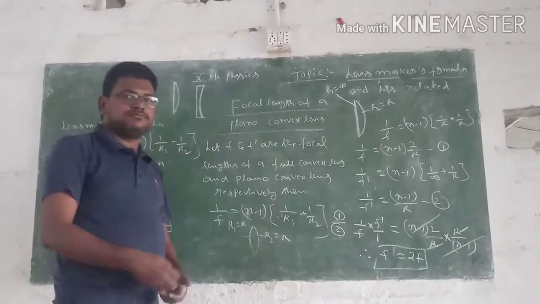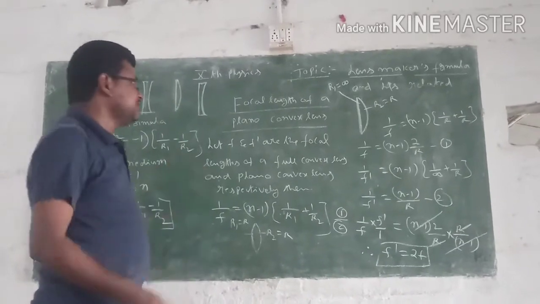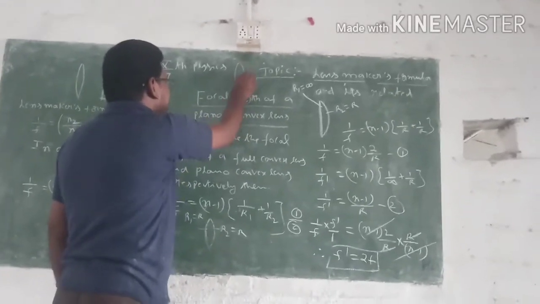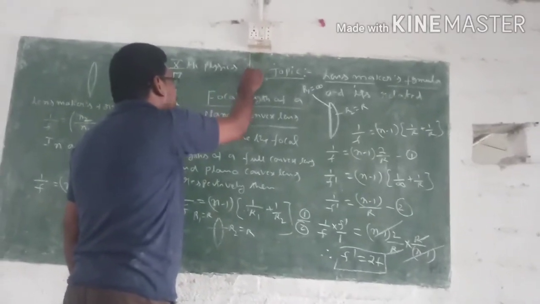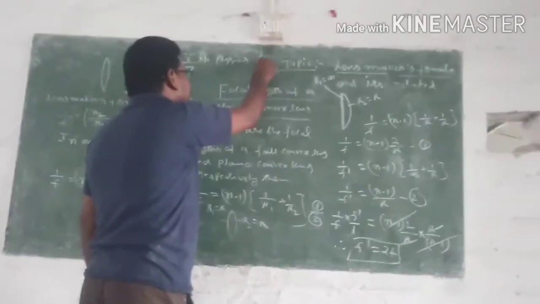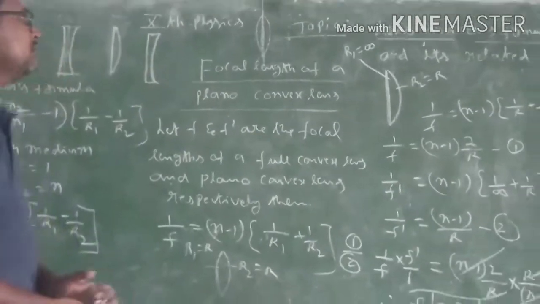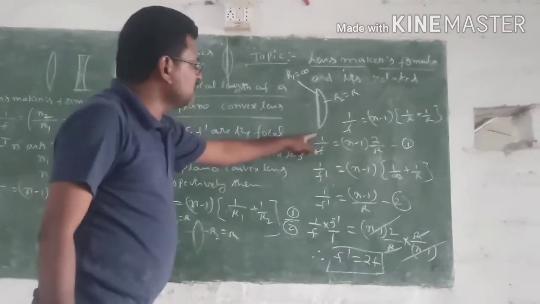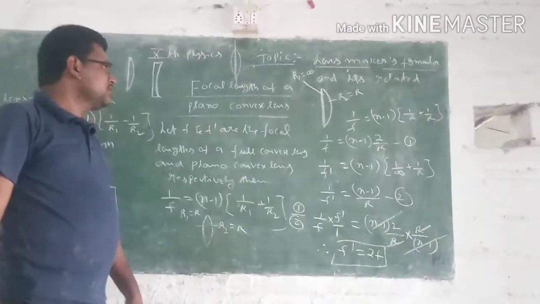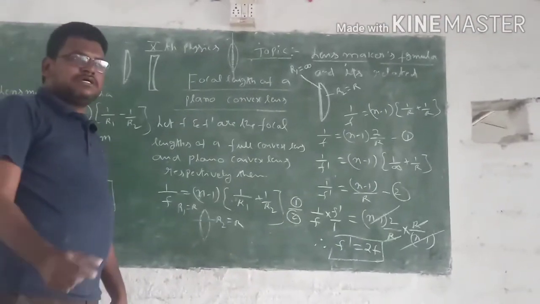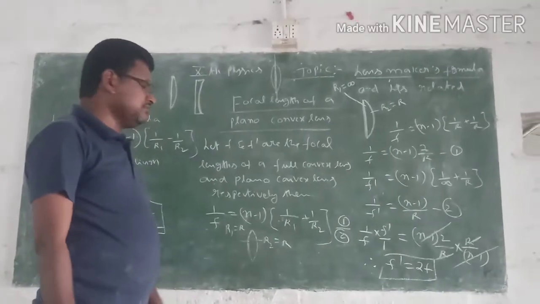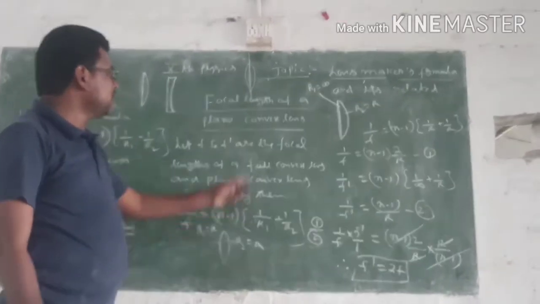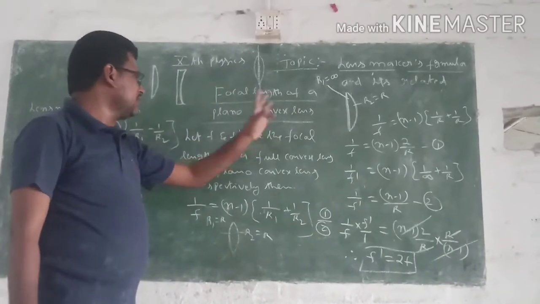Now see here, when we cut a full lens into two equal halves in this way, what is the focal length of each half? Assume the radii of the lens are the same, that is R1 is equal to R2 is equal to R. Now let's see the focal length of a plano-convex lens.